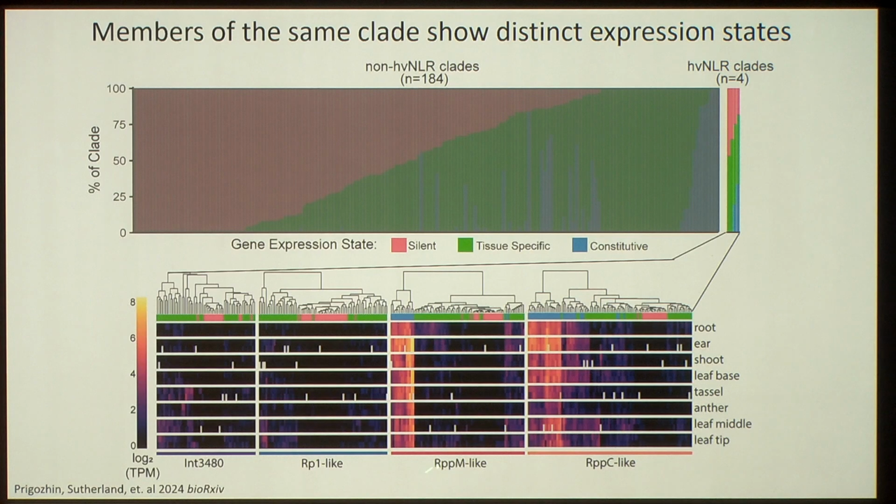Particularly if you look at these RPPM-like and RPPC-like clades, these are all orthologs. This is as close to an allelic series as we can get with this data. We see some that are constitutively expressed across all tissues, some that show tissue-specific expression, and some that are silent. So we're seeing this really rapid differentiation of expression states correlating with our sequence diversity.